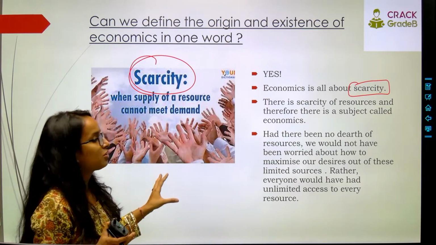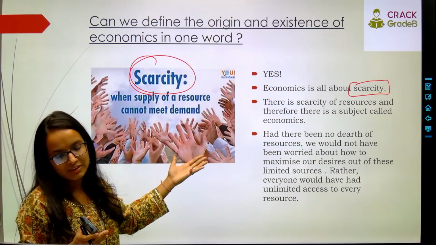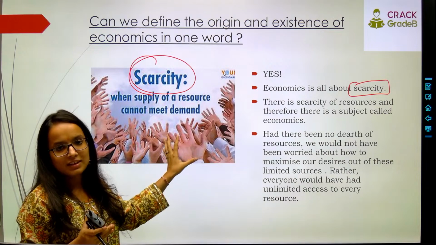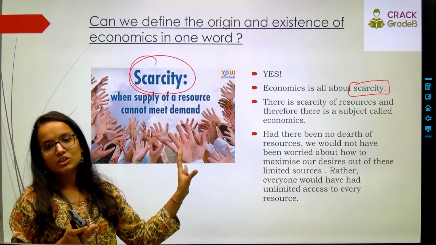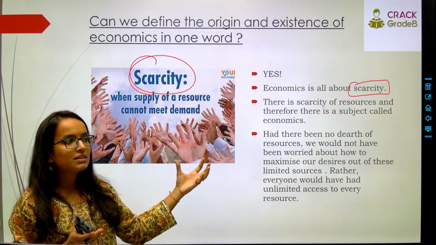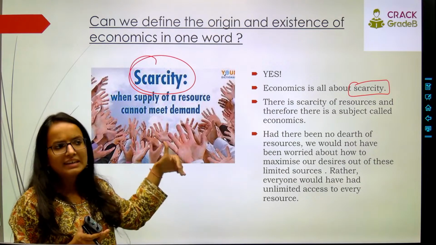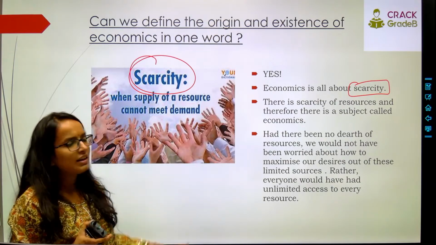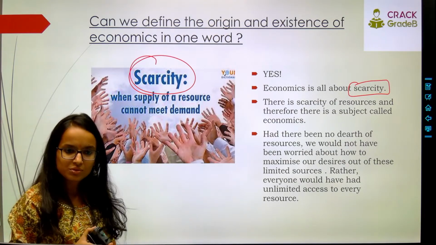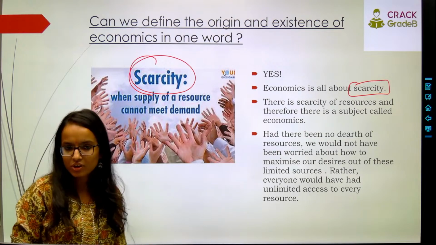So there is one word called scarcity, due to which we can say that economics is there, and all the problems which economics deals with have their origin directly or indirectly linked to the scarcity of resources. Got this point?